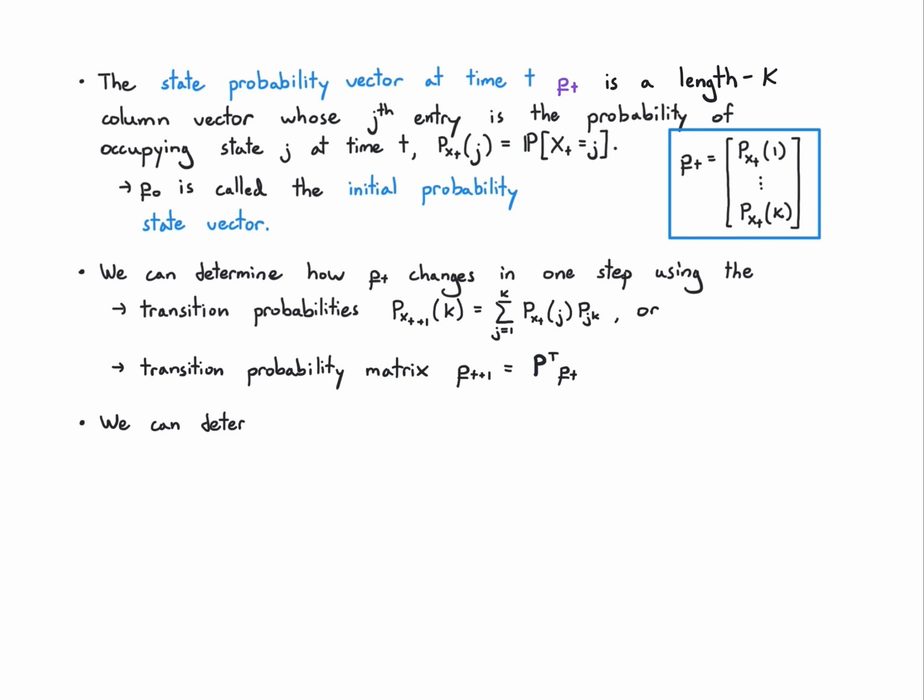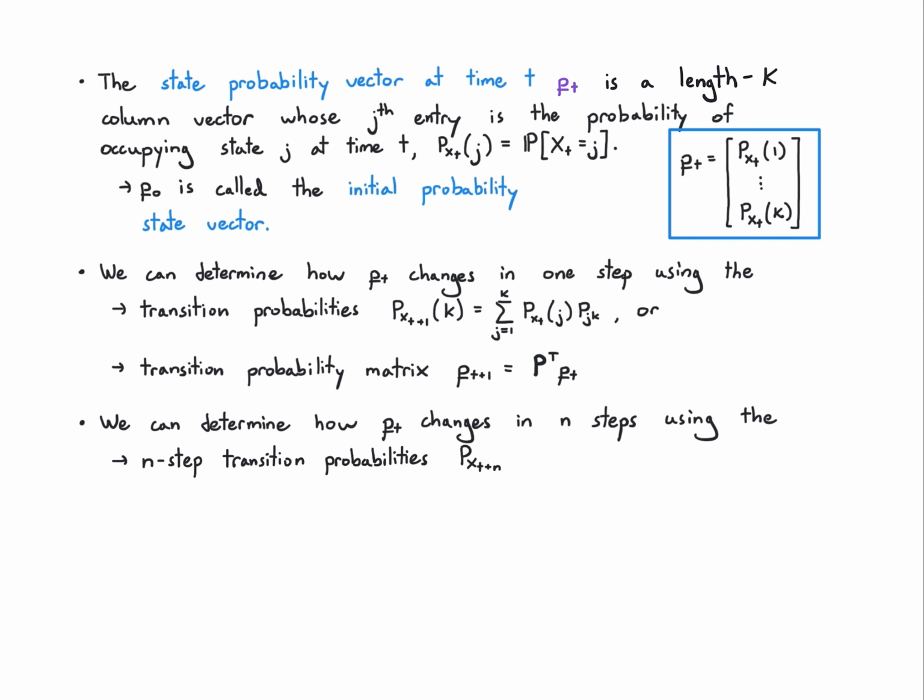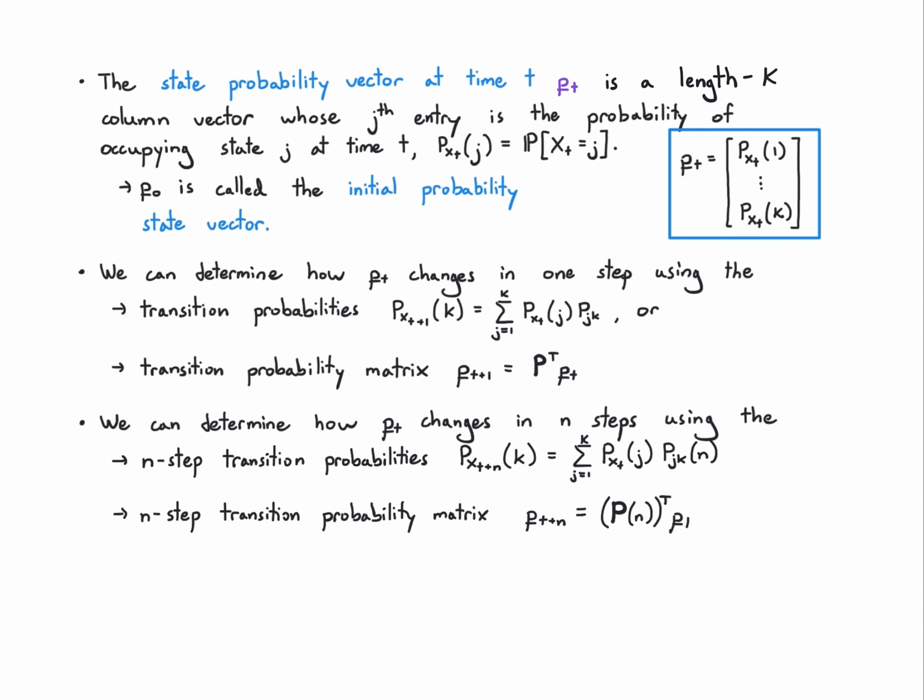We can determine how p_t changes in n steps using the n-step transition probabilities as before. I could work those out using Chapman-Kolmogorov, and then multiply them through here to get p of X_(t+n), or I could use the n-step transition probability matrix. What I could do is work out what that matrix is, which is just P to the n, and then take its transpose and multiply it through.